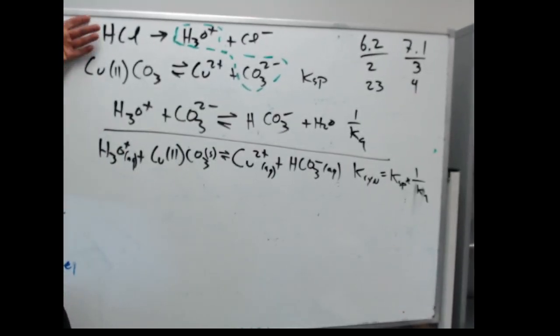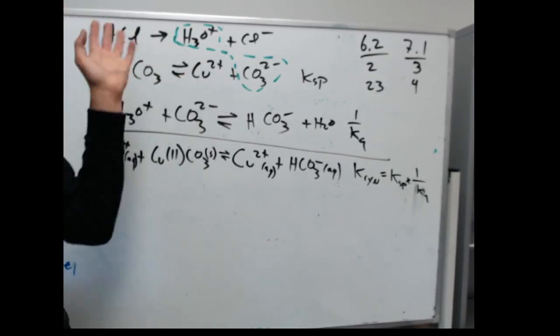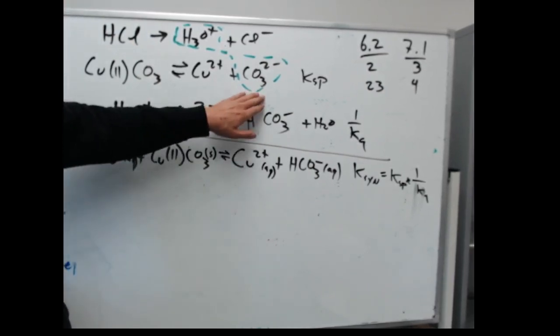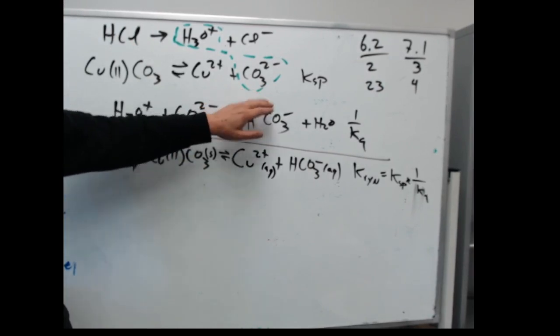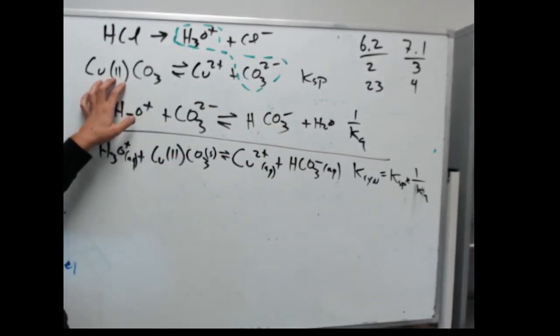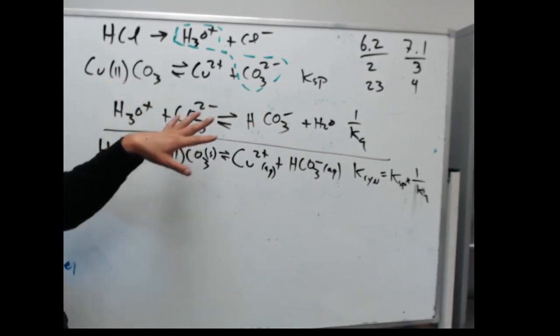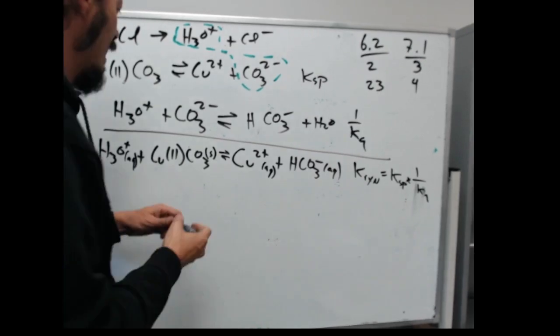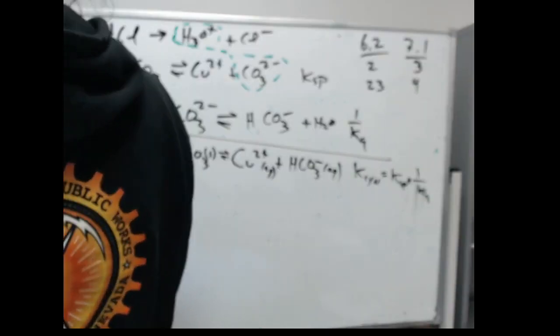The HCl by itself just completely dissociates. So that HCl dissociating, we don't have to worry about that equilibrium, it completely happens. The equilibriums we have to worry about are how well this carbonate is going to take up protons, which is the 1 over Ka, and then how well this copper carbonate is going to dissociate in water, which is the Ksp. So then I just take the Ksp and the 1 over Ka values.